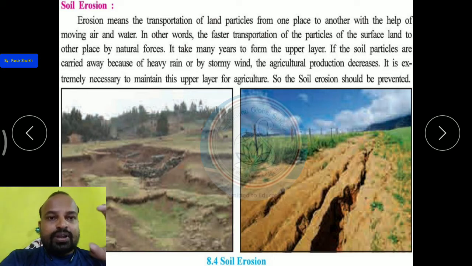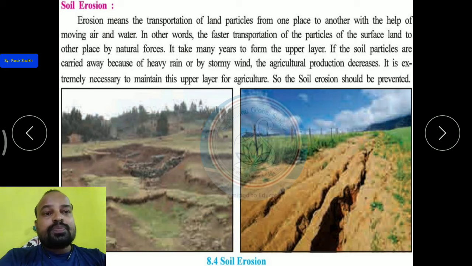The minerals and humus are available only on the upper surface of the earth, and if the upper layer is washed away by erosion, the fertility of the soil also decreases. As the fertility of the soil decreases, the production of the crops also decreases. That is why it is extremely necessary to maintain the upper layer of the soil. So soil erosion should be prevented.